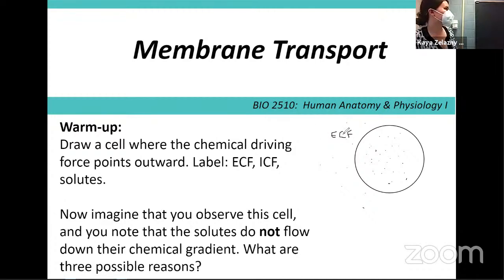The thing we're not confusing this with is our electrochemical driving force, or electrical driving force, which are our ECDF and our EDF. We'll be talking more about those today. We have our ICF, or intracellular fluid, inside. All right, we drew some solutes. We know we have a chemical driving force pointing outward, meaning our solutes have to be higher concentration inside than outside, right? Because they're always going downhill from high concentration to low concentration. This is our CDF.